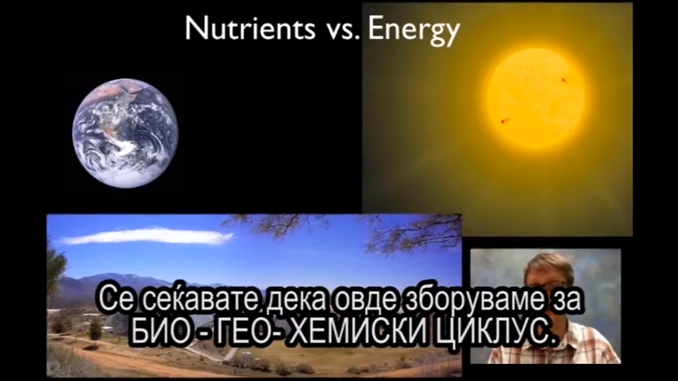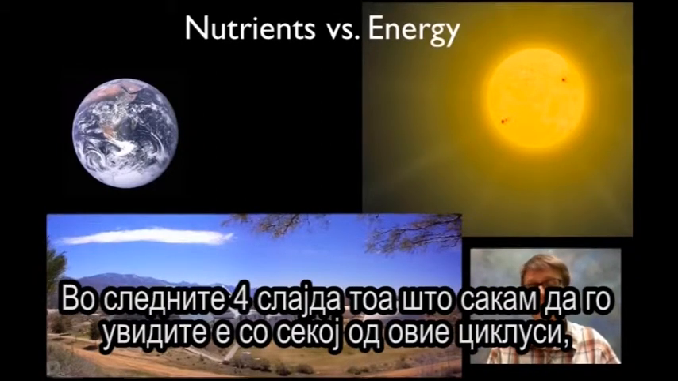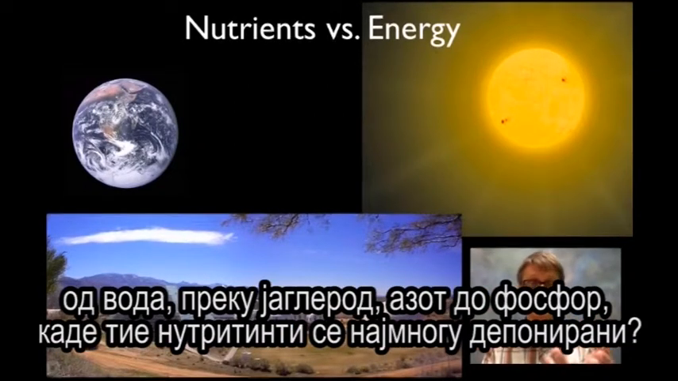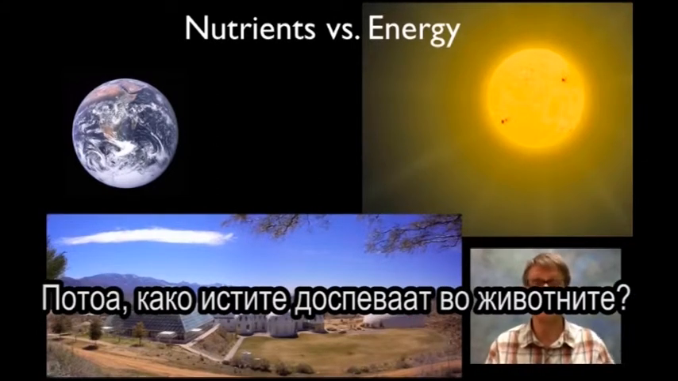Remember, what we're talking about is biogeochemical cycling. How do we go from living to non-living? And so on the next 4 slides, what I want you to think about is with each of these cycles, from the water to the carbon to the nitrogen to the phosphorus, where is most of that nutrient stored? How does it get into plants? And then how does it get into animals? And then how does it get back again?